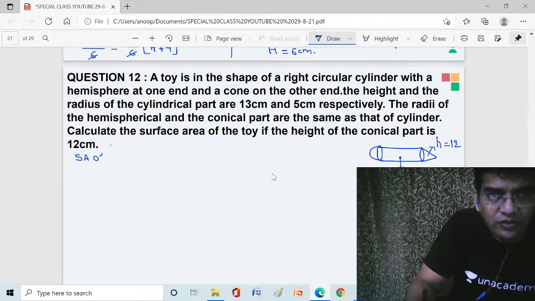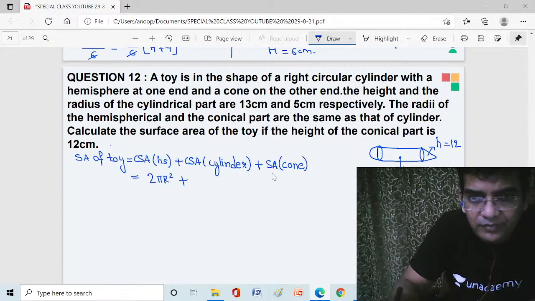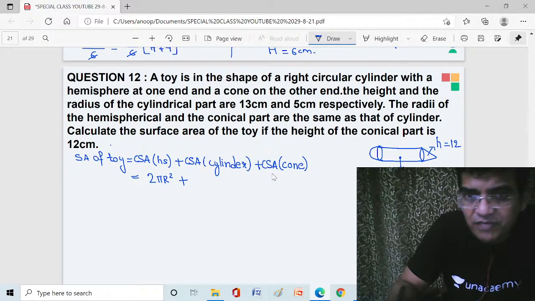Surface area of hemisphere is 2 pi r square. Curved surface area, right? All these are the curved surface area. So for the hemisphere it is 2 pi r square, for the cylinder it is 2 pi r h, and for the cone it is pi r l. As you can see, we need the slant height of the cone, and the slant height of the cone is not known to us. So let's do the calculation here.